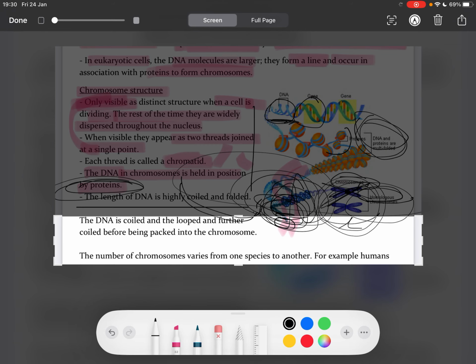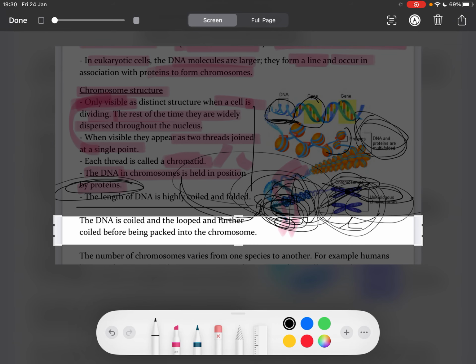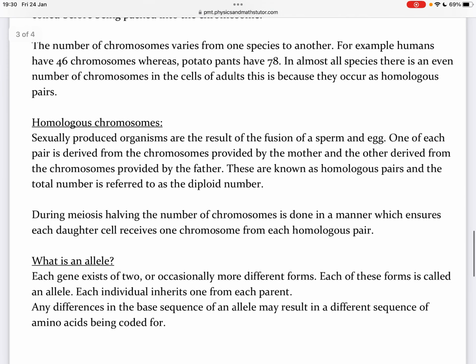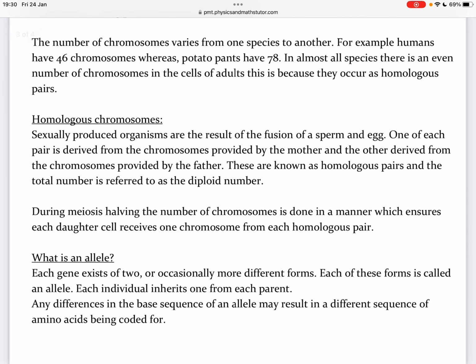DNA is coiled and then looped and further coiled before being packed into the chromosomes. The number of chromosomes varies from one species to another. For example, in humans we have 46 chromosomes, whereas in potato plants we have 78. In almost all species, there is an even number of chromosomes in the cells of adults. This is because they occur as homologous pairs.